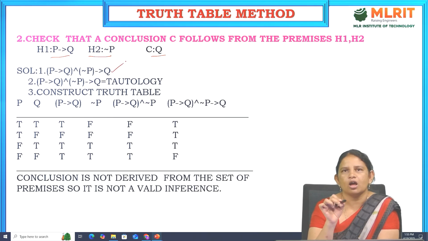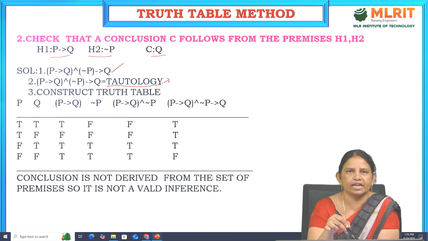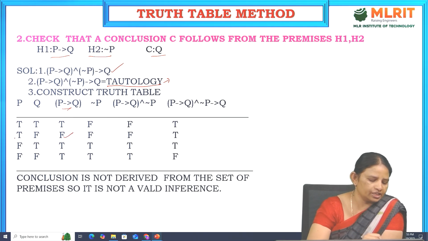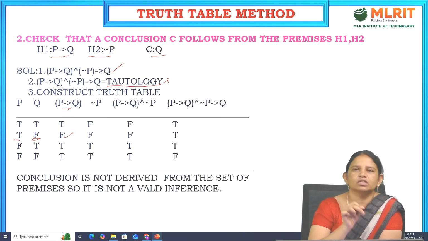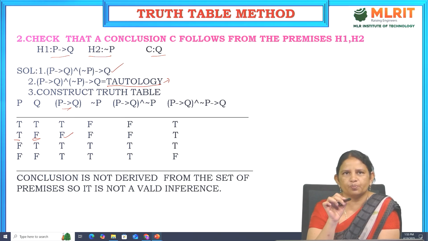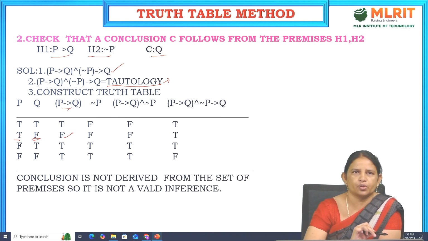That is step number 1. Then what is step number 2? The entire statement should be a tautology. That is the main aim of deriving the conclusion. For that reason, we need to construct the truth table. P, Q, P implies Q. P implies Q returns false only when the first statement is true and the second statement is false. For the remaining cases, it returns true. Again, take the negation P. Negation P returns the opposite of P. If the value is true, it returns false.